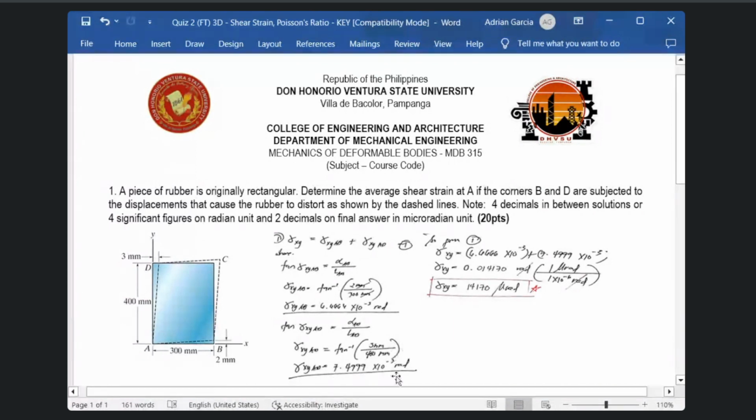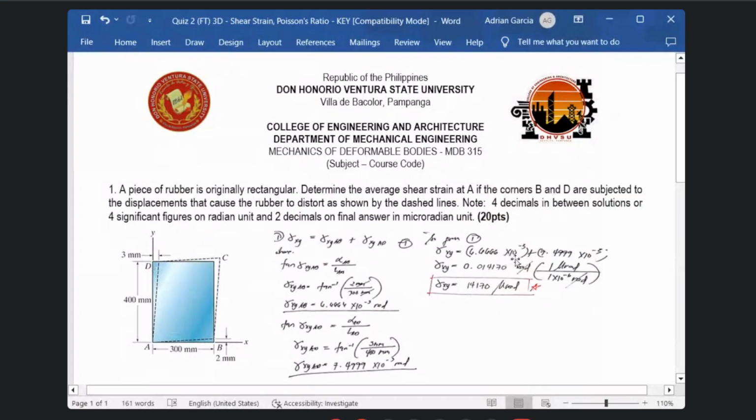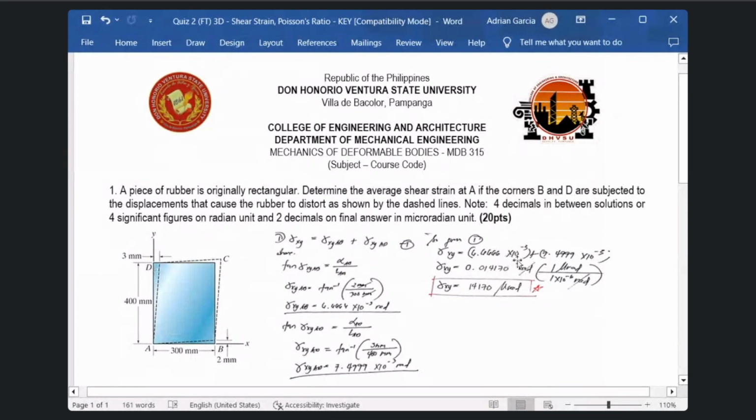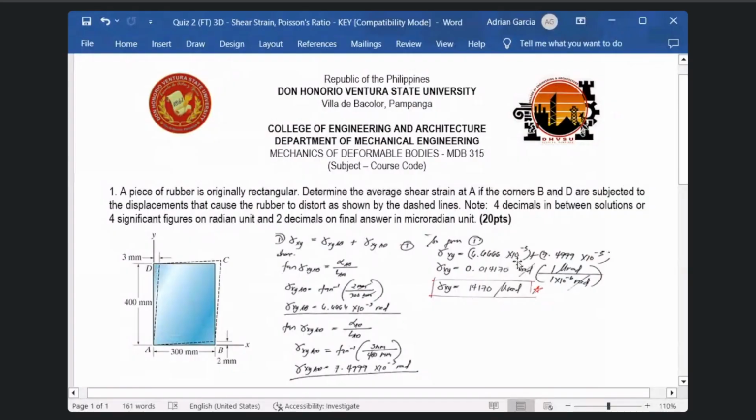Of course, before you put it sa ating general formula, you have to know what are the sign conventions between these two. Since ang ating problem ay along or ang deformed object natin is along quadrant 1, so both shear strain angles are positive. So just have to combine the two and you would have an output of 0.014170. Then you are required to convert it into 2 decimal places into microradian unit.